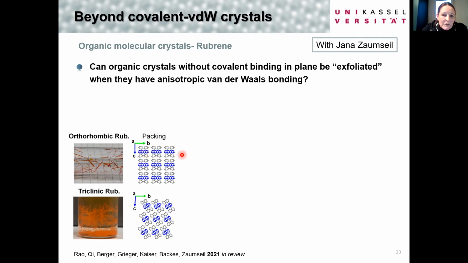The blue units here are the pi-pi units. So this is the pi-pi stacking direction. So it can be orthorhombic or triclinic. You can make it yourself. And depending on which crystal packing you want, you have to do a different synthesis of the material.